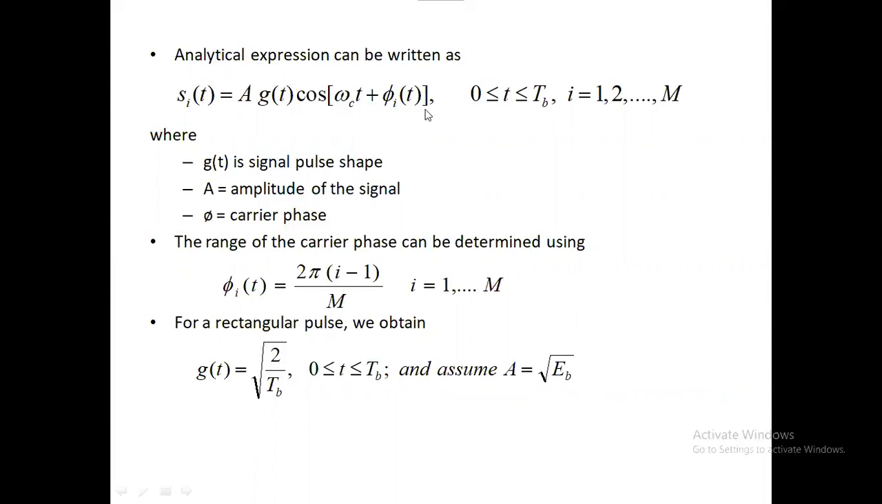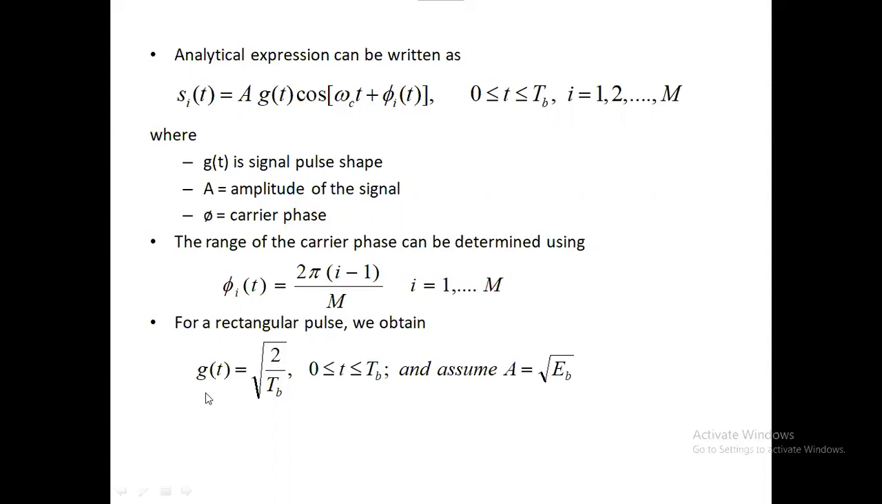So that instantaneous phase can be calculated by dividing 2 pi radians by M. So in our case, we have i equal to 1 and 2. So for 1, its value is 0, and for 2, its value is 2 pi. And we can go up to M depending on the number of PSK we are using. Normally, we have 8 PSK and 16 PSK.